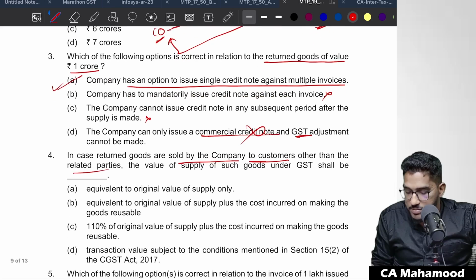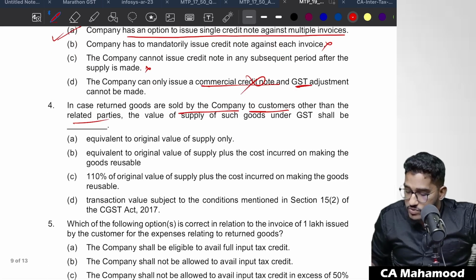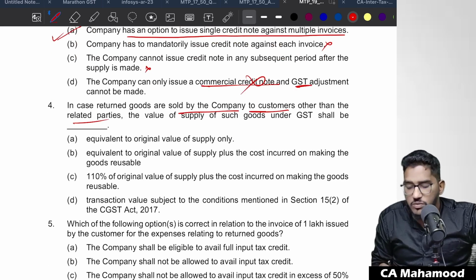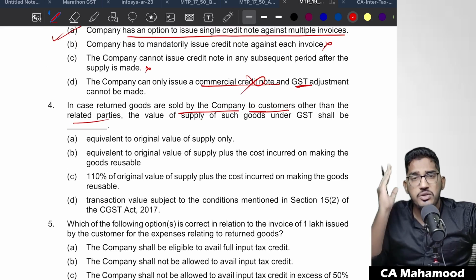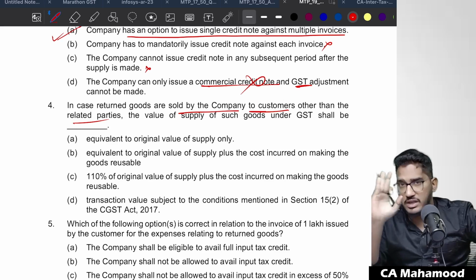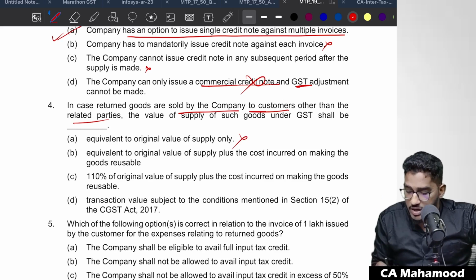Clear? So let us look at the options. In case, what will be the value? Let us see. Equivalent to the original value of supply. Why do you have to pay attention to the original value? You need not pay any attention to the original value of the supply. Equivalent to the original value of the supply plus cost incurred on making the goods reusable?